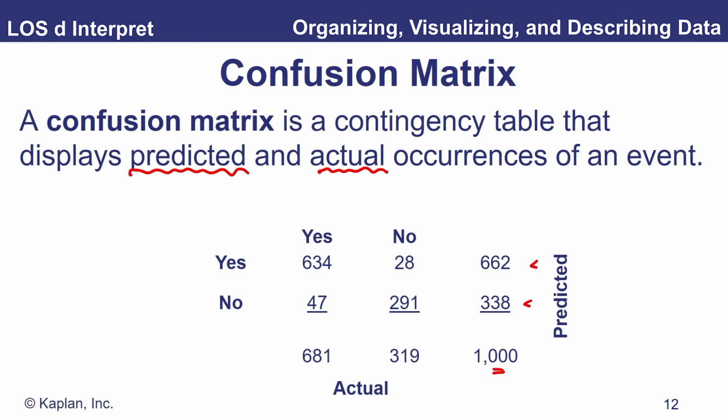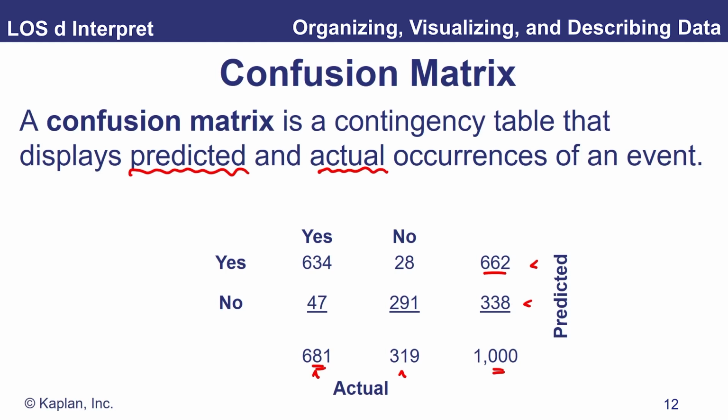Now notice, if we look down our columns, we're looking at the actual. So actually, the event occurred 681 times out of 1,000 and didn't occur 319 times. In other words, it occurred 68.1% of the time and didn't occur 31.9% of the time. Immediately, we can see the event actually occurred more frequently than we predicted. We predicted 662, or 66.2%, and actually it occurred 68.1%, so slightly higher.